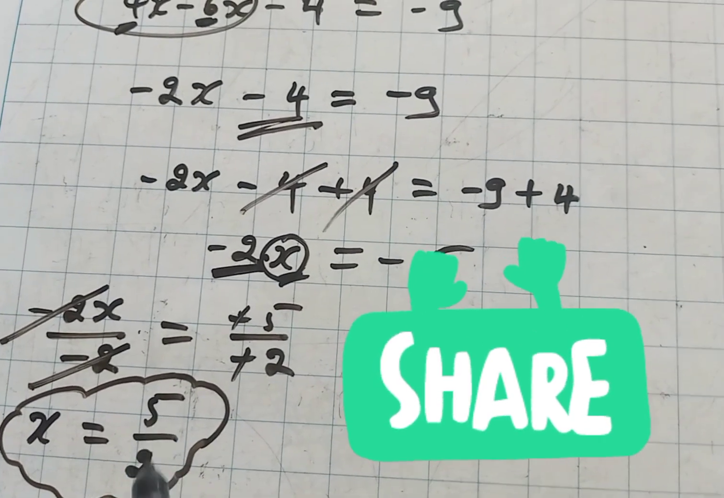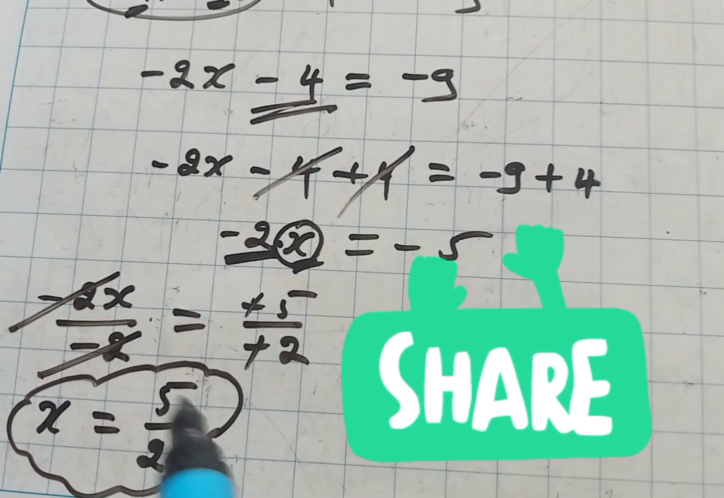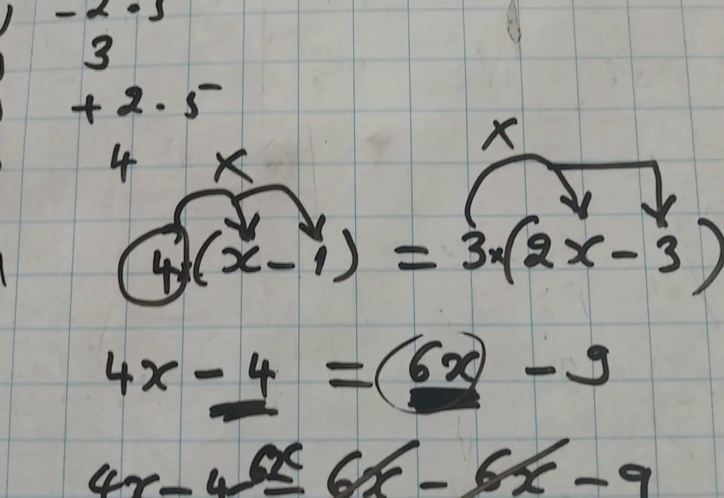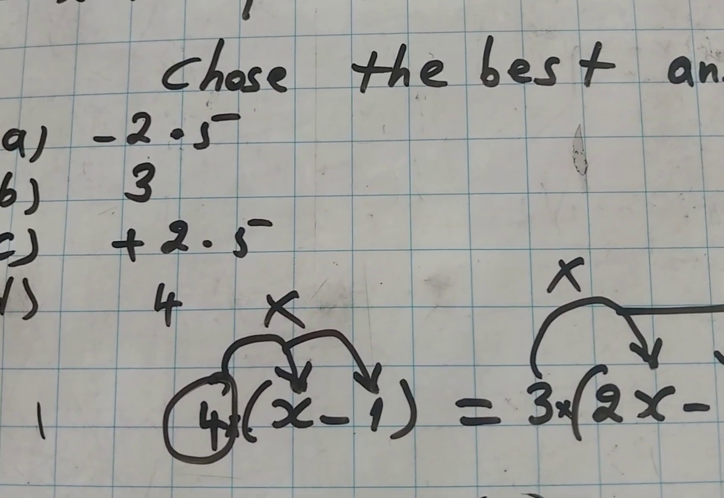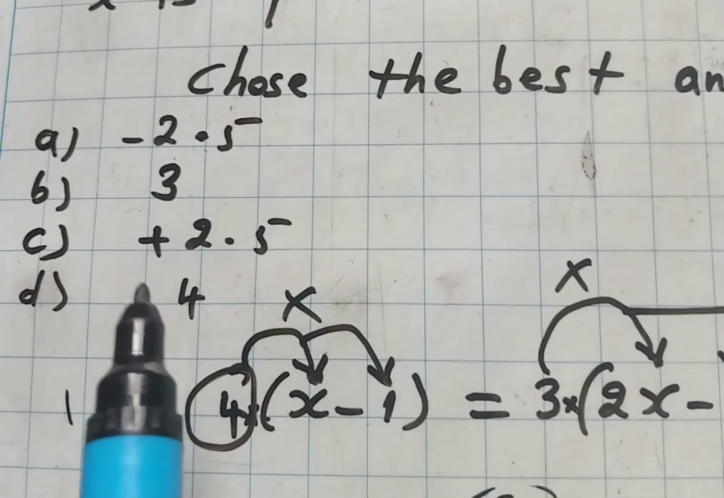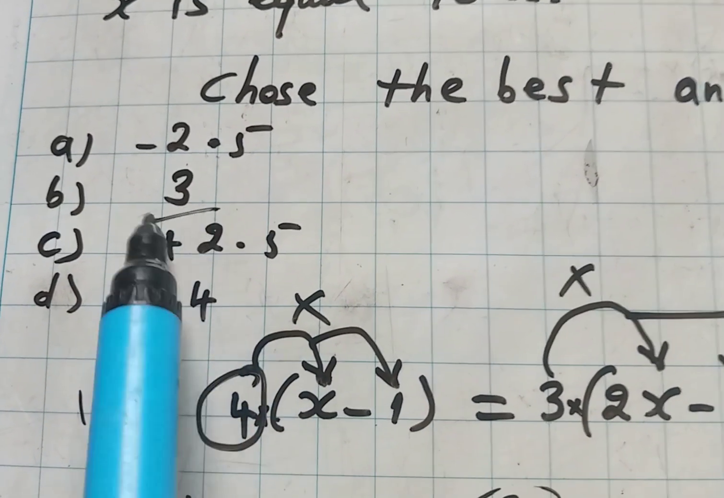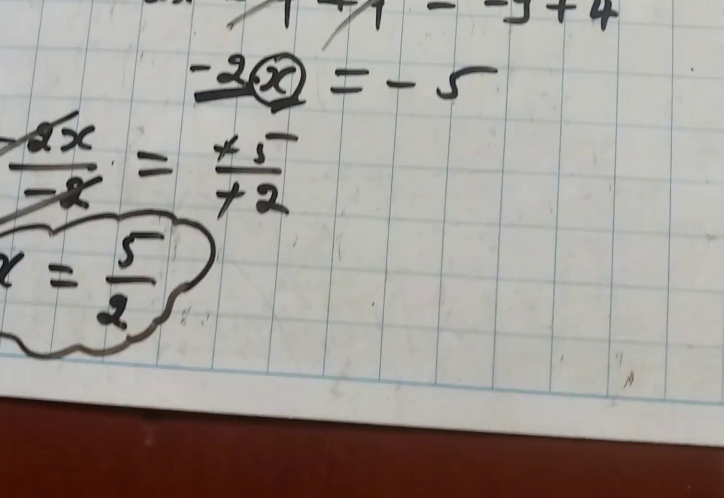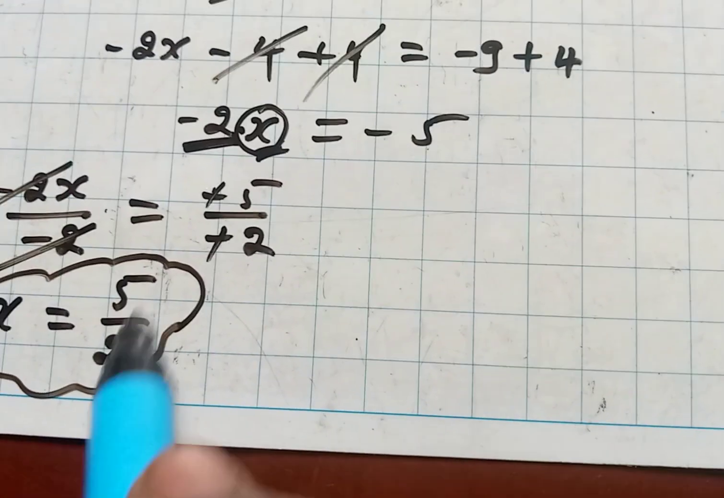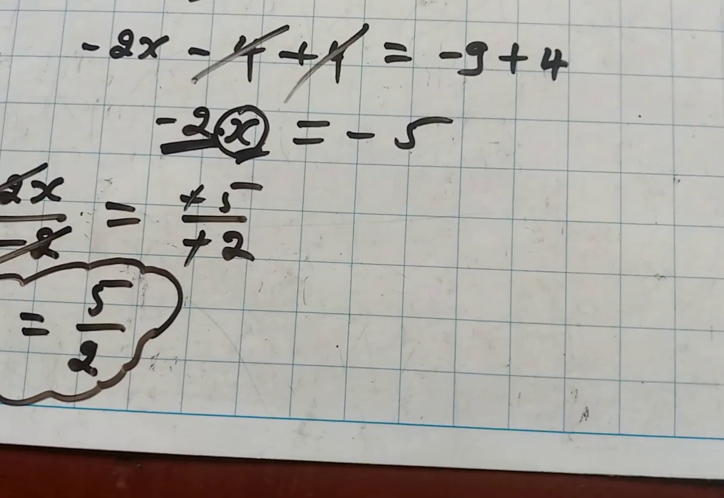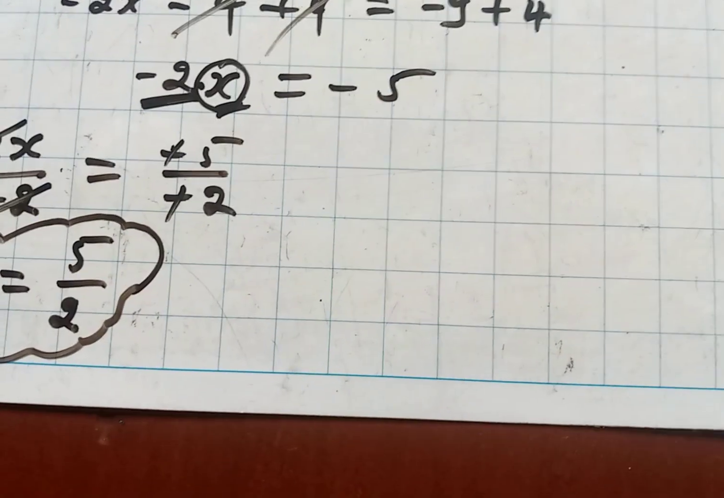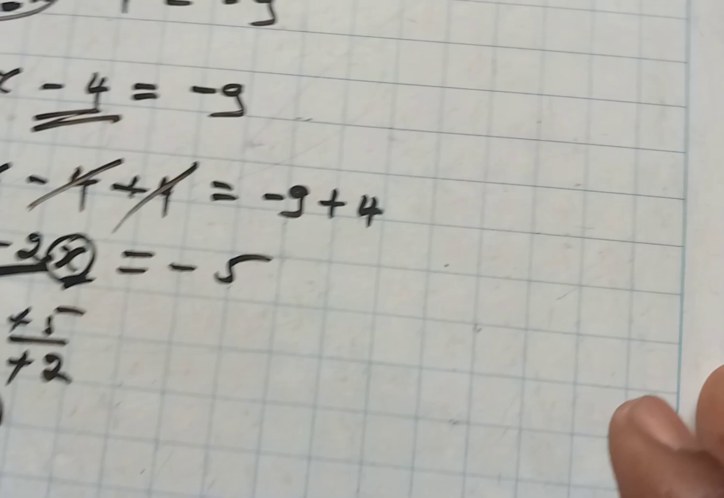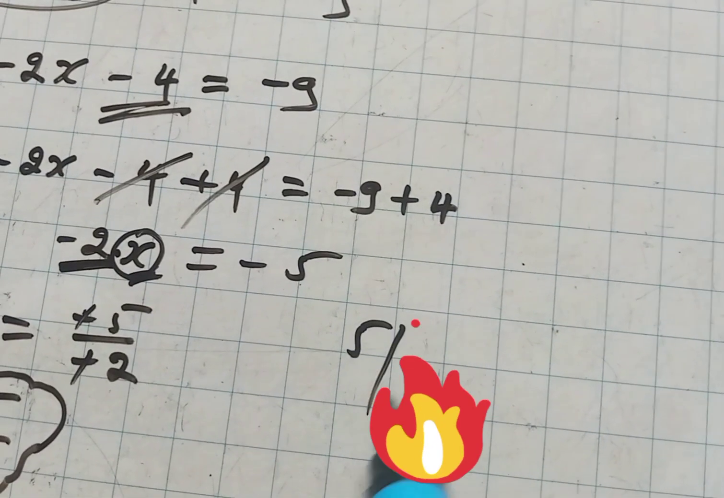We can write this answer as a decimal number. Since in the answers, to choose the best one, there is no fraction, but they are natural numbers and decimal numbers, you have to change this fractional number into a decimal number to check if it is equal to any one from the given. So you have to have 5 divided by 2.